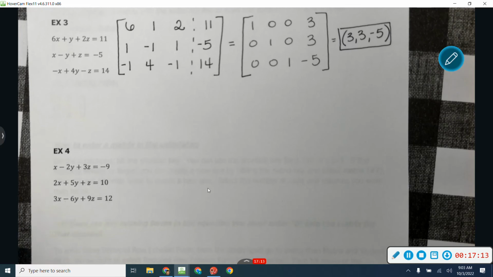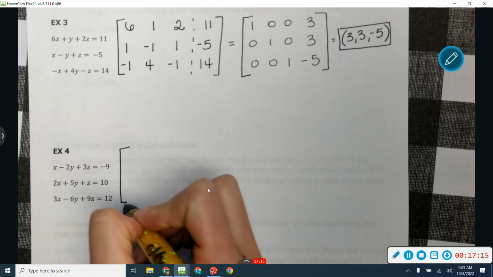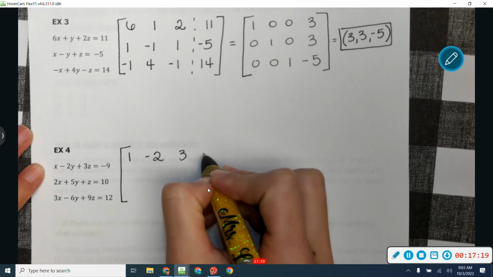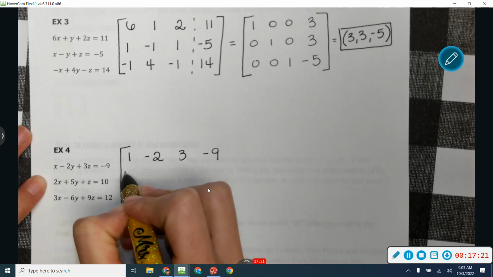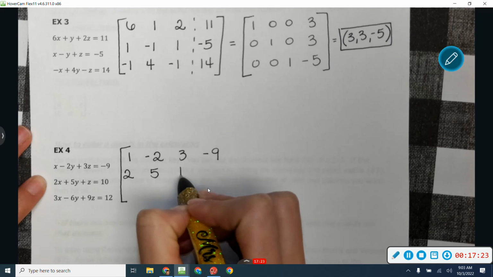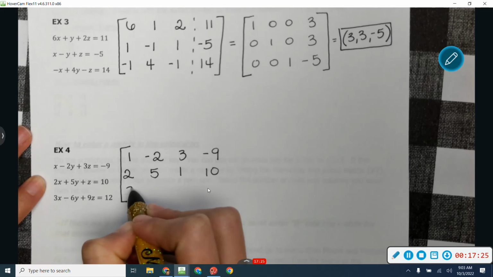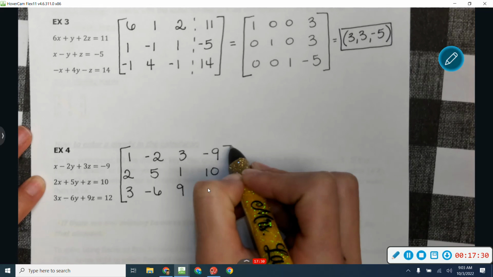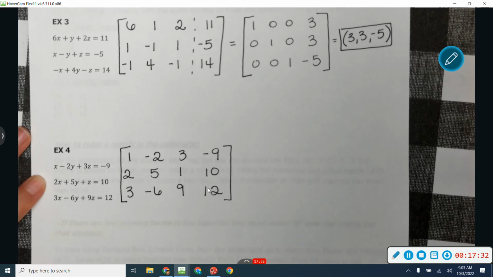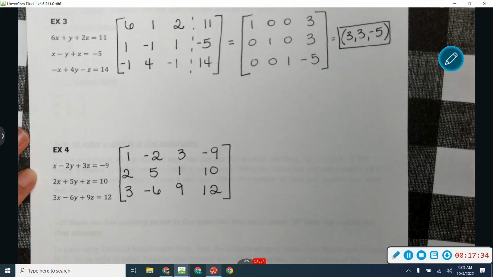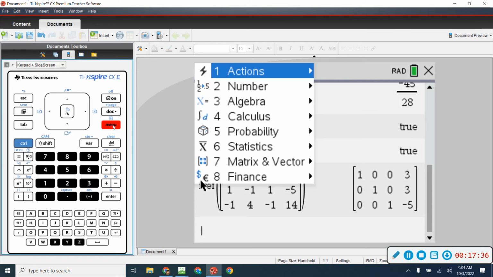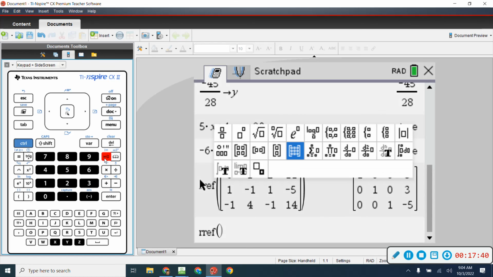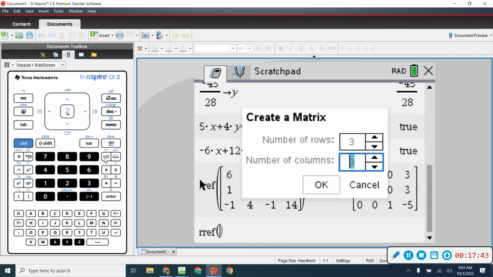Our steps are still going to be the same. I copy down my coefficients, so I have 1, negative 2, 3, and negative 9. Then I have 2, 5, 1, and 10. 3, negative 6, 9, and 12. And I go to my calculator, do the same steps, menu 7, 5. Hit the shortcut, and I need another 3 by 4.